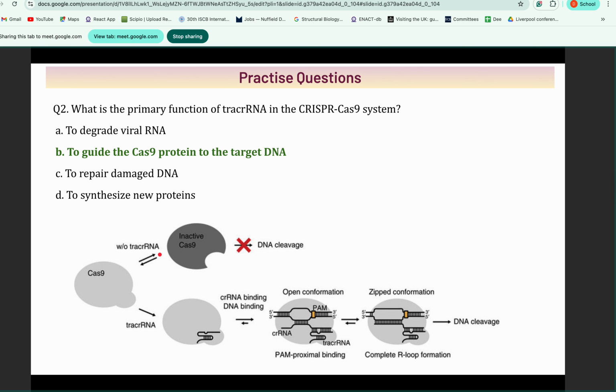Without the tracer RNA, this Cas9 is inactive. It cannot do the cleavage. But with the tracer system, along with the CRISPR RNA binding and DNA binding, both of them make the RNA duplex, and they help the Cas9 to identify the target site and make the cleavage. So that's why it guides the Cas9 protein to the target DNA site.